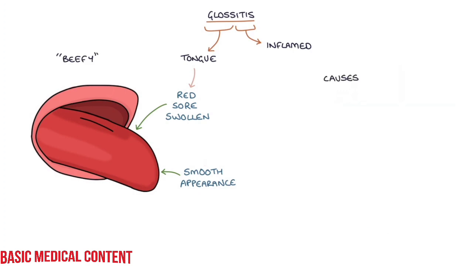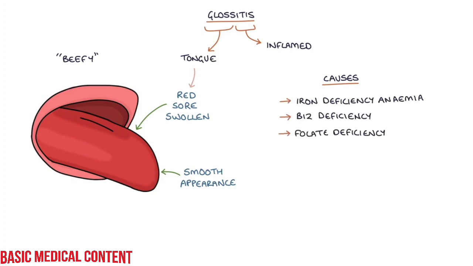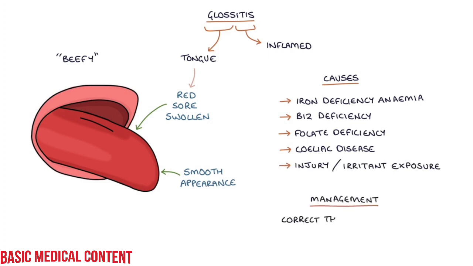The causes of glossitis are iron deficiency anemia, B12 deficiency, folate deficiency, celiac disease, and injury or irritant exposure. Management of glossitis involves correcting the underlying cause.